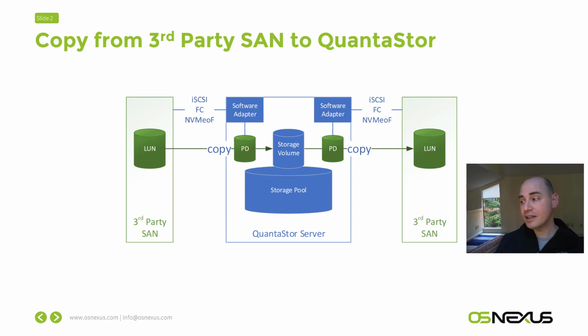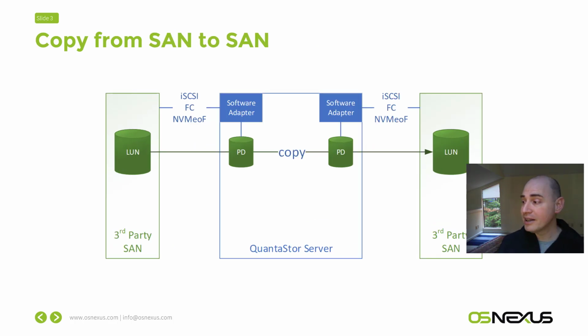Once you have a LUN copied into your QuantaStor system, you can also copy it out. So you can use QuantaStor as a data migration appliance where you copy LUNs to QuantaStor, transport QuantaStor on a mobile storage system to another site, and then copy it from QuantaStor to either another QuantaStor or another third-party SAN. So a great use case here as a data migration appliance.